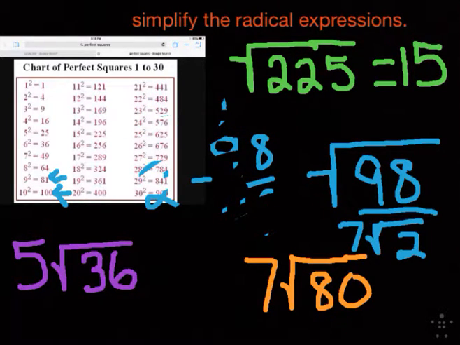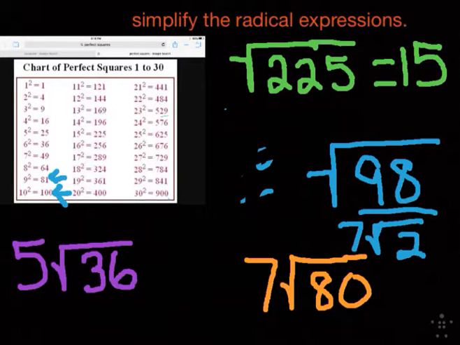Alright, let's go ahead and try the orange problem now. On the orange problem, we see that we already have a 7 on the outside, but on the inside, we have the square root of 80. If we look at our square root sheet, we see that the square root of 80 is not a perfect square, as it is in between the square root of 64 and the square root of 81. So we need to figure out what is a perfect square of 80.